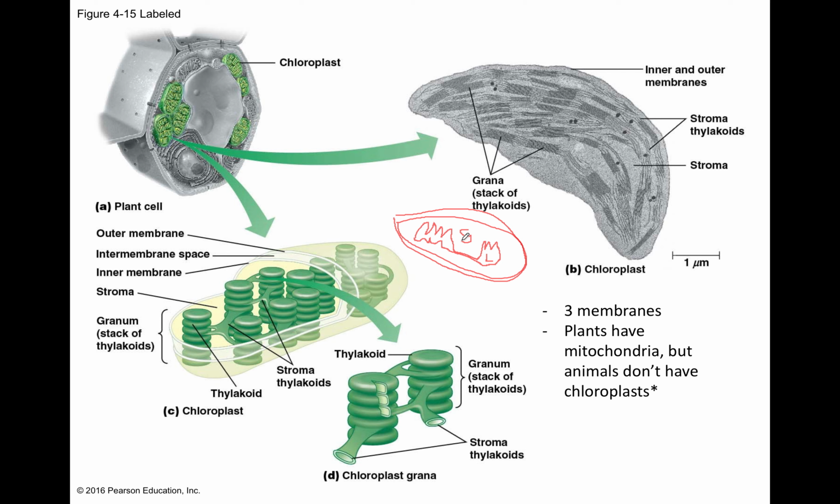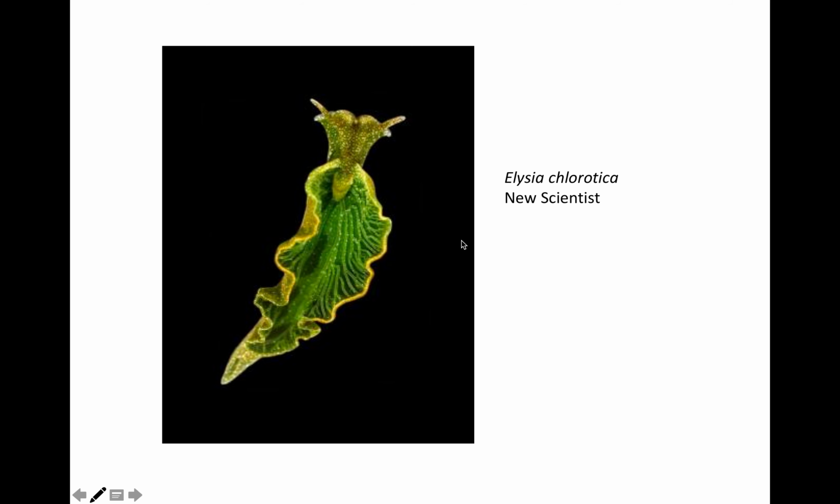So plants have mitochondria in addition to chloroplasts. Don't forget that. But animals don't have chloroplasts. There is one very cool exception. That is this Elysia chlorotica.